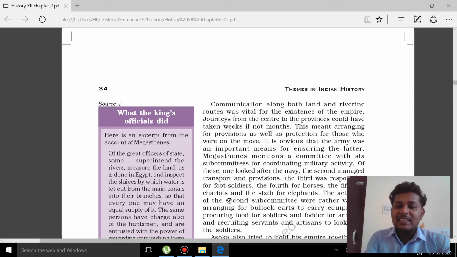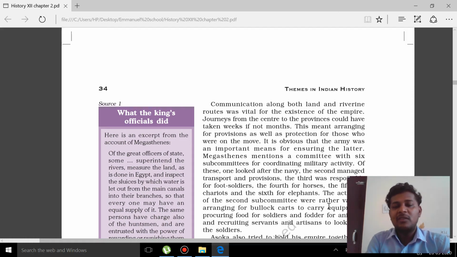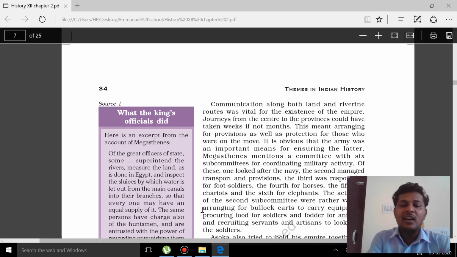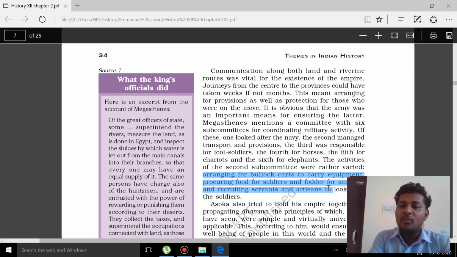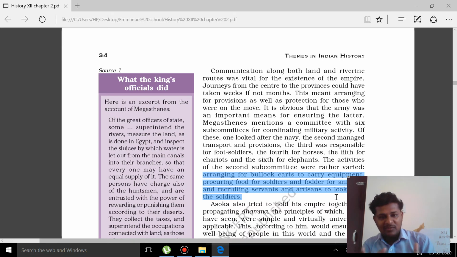The activities of the second subcommittee were rather varied. मतलब second जो subcommittee, that is transport and provisions. इसका जो है बहुत rather varied, मतलब बहुत सारे activities हैं, responsibility इनका क्या क्या है? Arranging the bullock carts, carry equipment, even procuring food for soldiers, fodder for animals, and recruiting servants and artisans to look after. इनका काम केवल ट्रांसपोर्ट नहीं है, प्रोविजंस मतलब क्या है, इसमें ये सब इंक्लूडेड है. ये सेपरेट क्वेश्चन में आपको एमसीक्यूज में पूछ सकते हैं कि the second subcommittee were rather varied. Explain in a line. So you have to explain this.